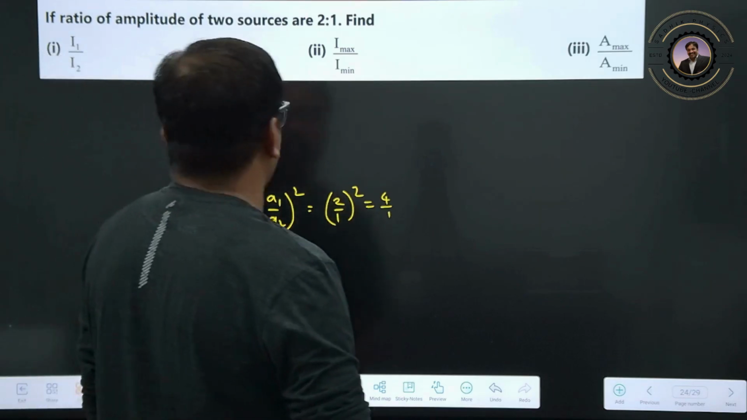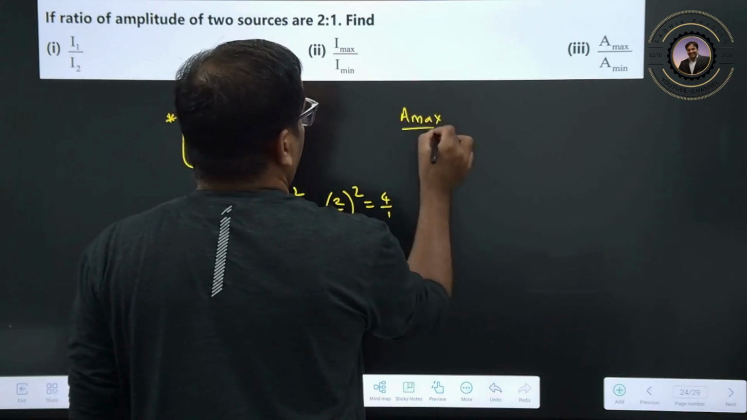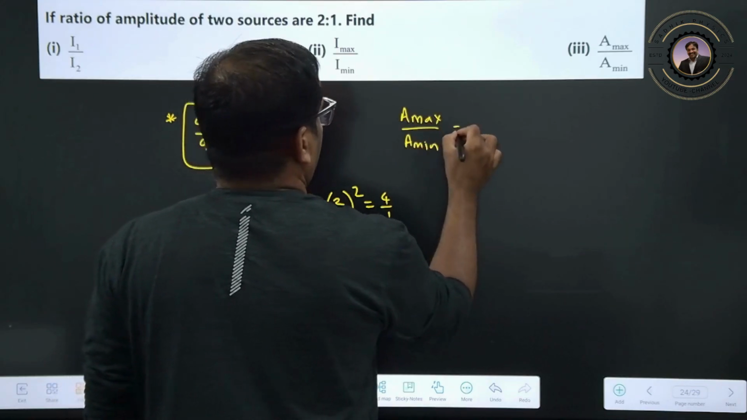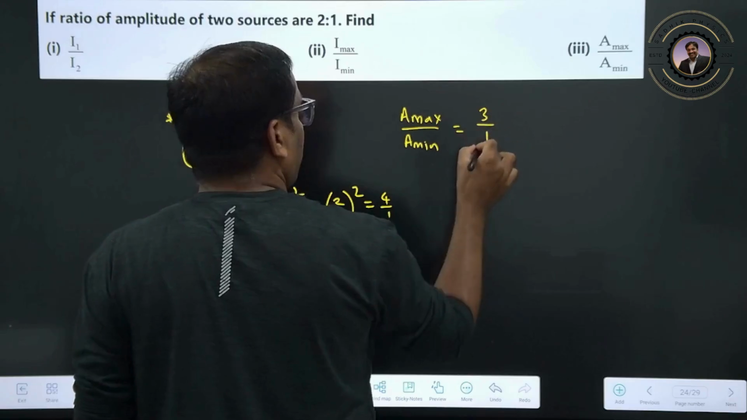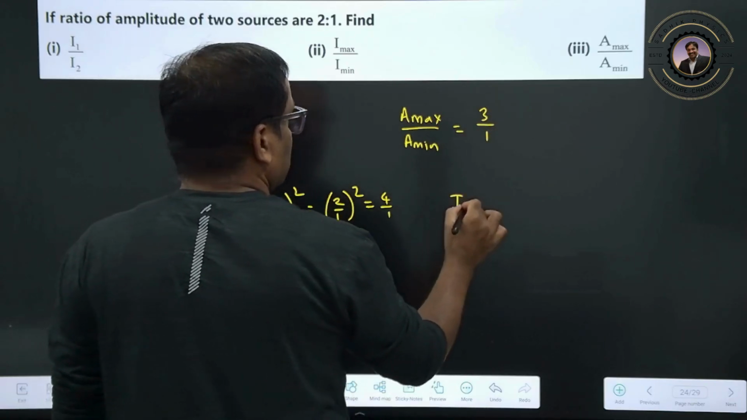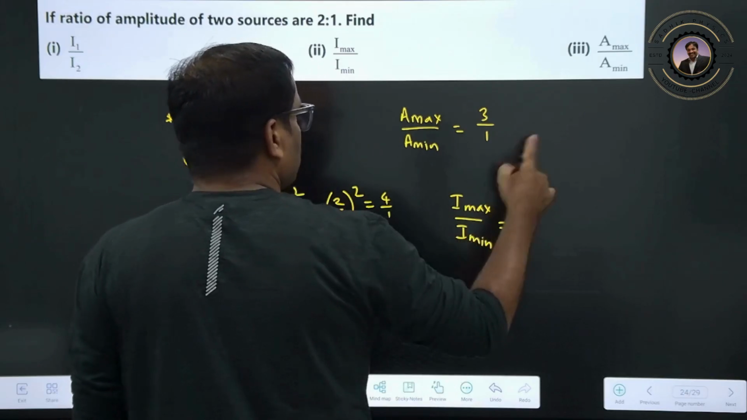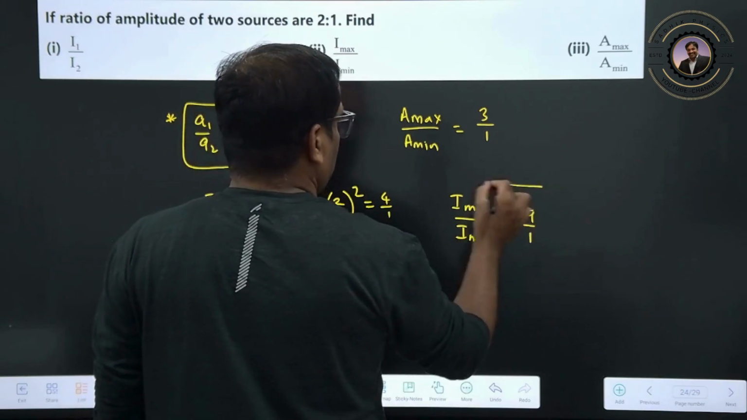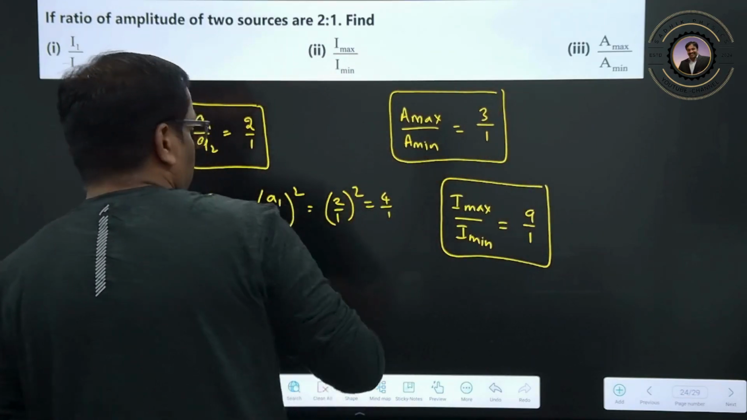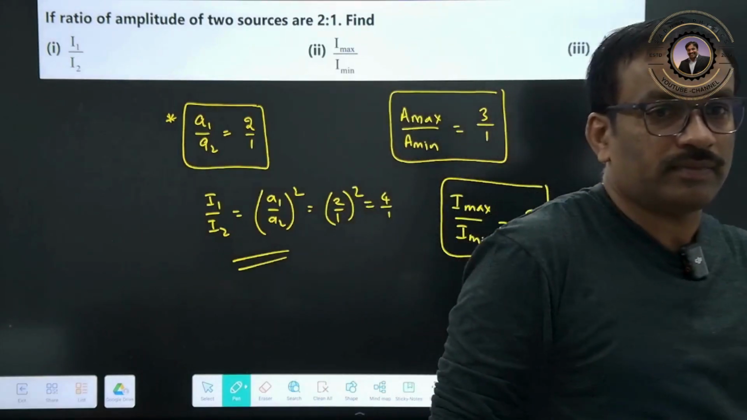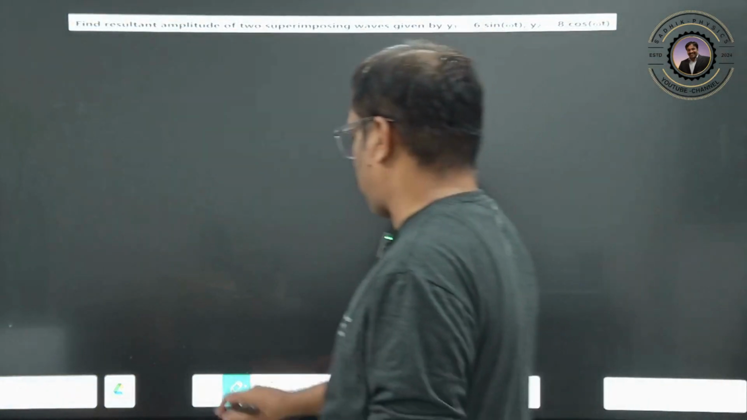I max by I minima, therefore first of all let us calculate A max by A minima. A max by A minima can be written as 2 plus 1, 3, by 2 minus 1, 1, and I max by I minima can be written as whole square of this one, no? Therefore 9 by 1. This is I max by I minima. Clear? Clear? Now we will go for another question. Let us see.